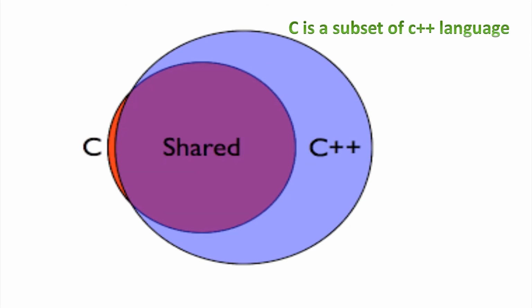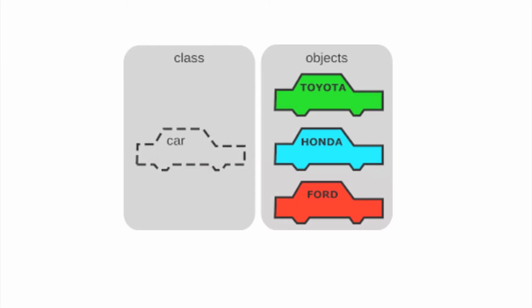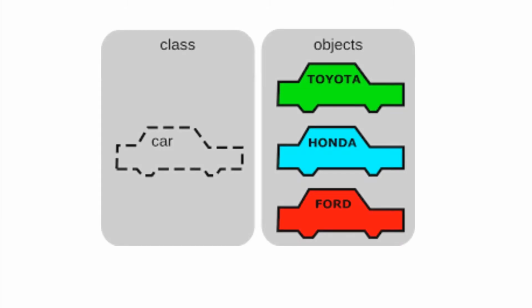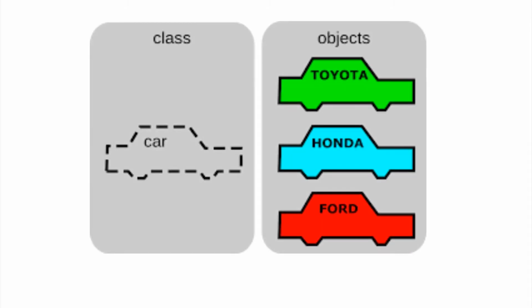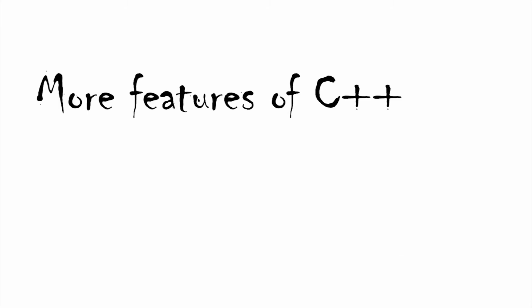It considers everything as an object. The object deals with data and functions which are executed on the data. It is specially used for graphical applications. Now, let's discuss some other features of C++.